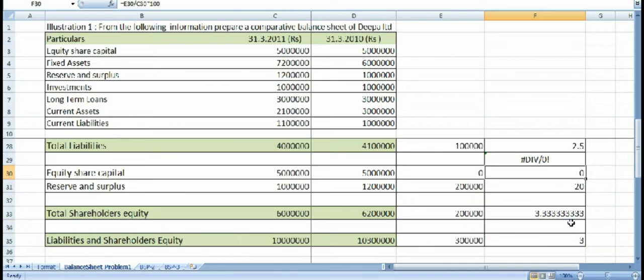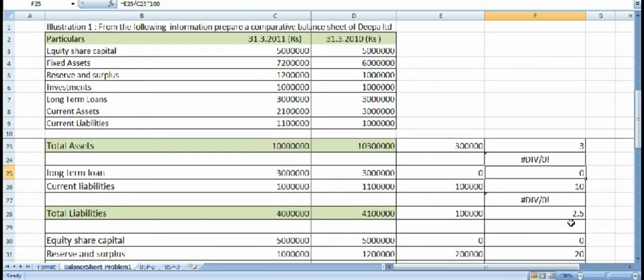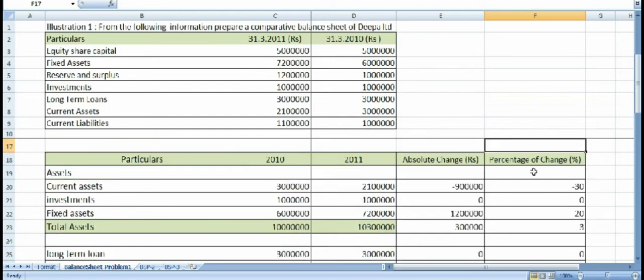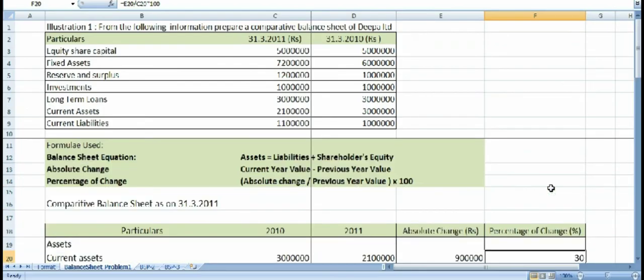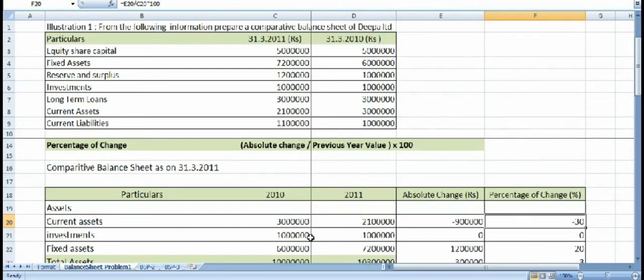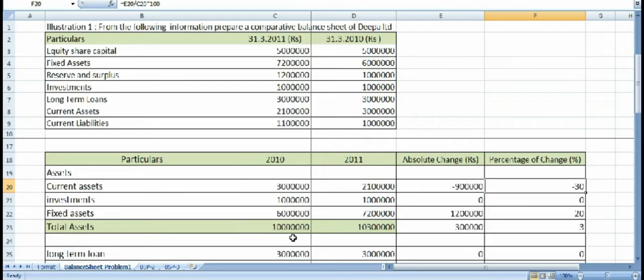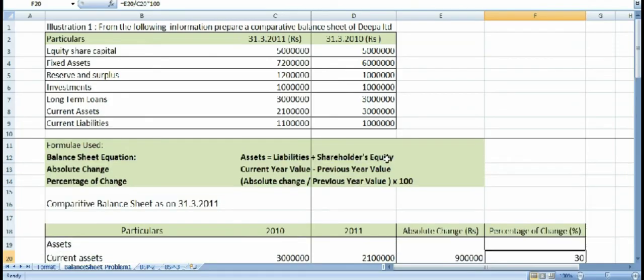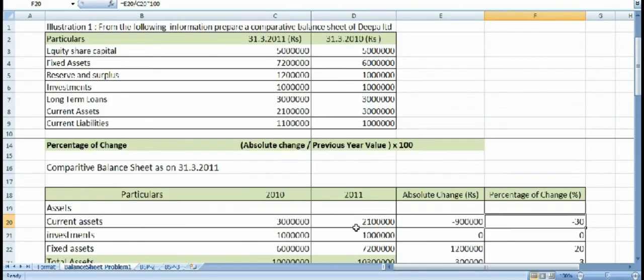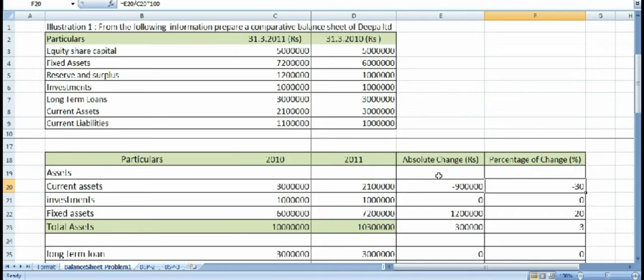Remove the unnecessary items. So now we are very clear with how to do the percentage of change. The percentage of change formula is absolute change by previous year value into 100 percentage. So we have to do the entries in the balance sheet based on assets and liabilities, and then do the balancing, that is assets is equal to liability plus shareholders equity. Once the sheet is balanced, then we have to do the calculation for absolute change.